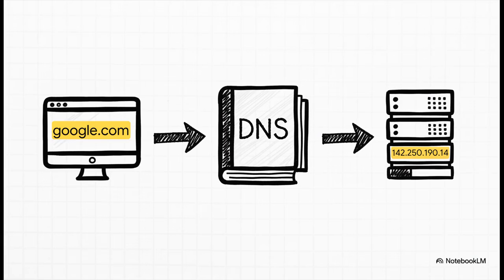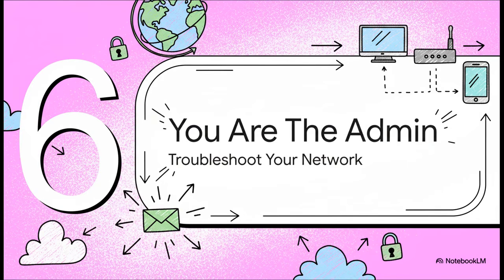When we type in a friendly name like Google.com, the DNS looks it up and translates it into the number-based IP address that computers and routers actually understand. Something like 142.250.190.14. Okay, so our little packet made it all the way there and back.